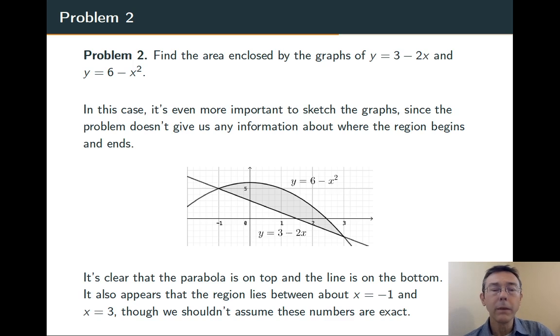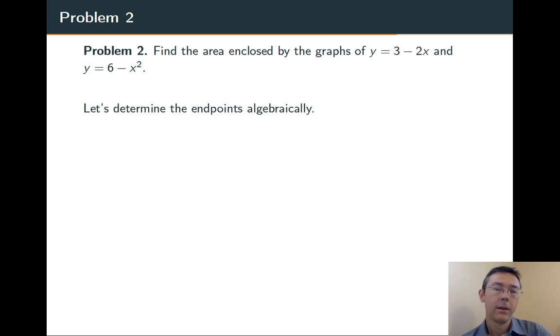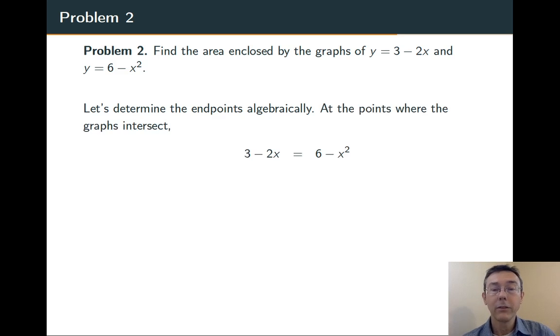Second of all, the region begins at about x equals negative 1 and ends at about x equals 3. However, we shouldn't assume that those numbers I just said are exact. We actually have to do the algebra. So let's do it. Where these graphs intersect, we're going to have the same x value and the same y value. So I'm going to set the y values equal to get 3 minus 2x equals 6 minus x squared.